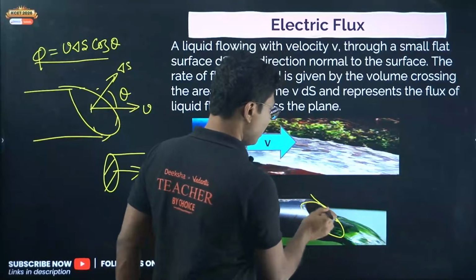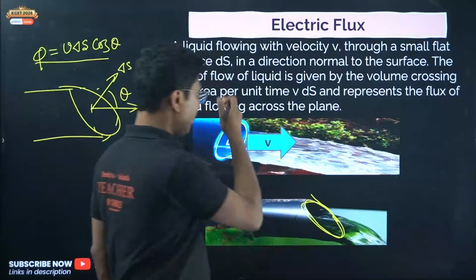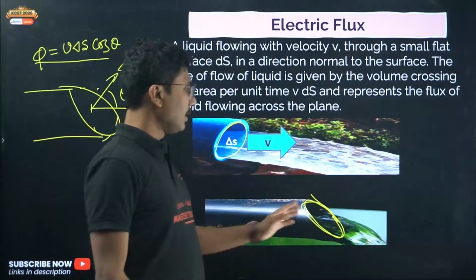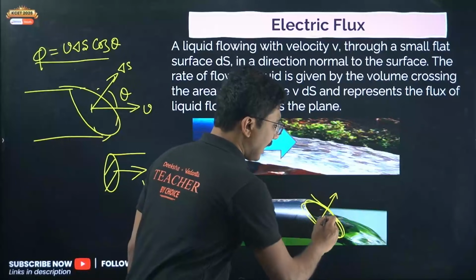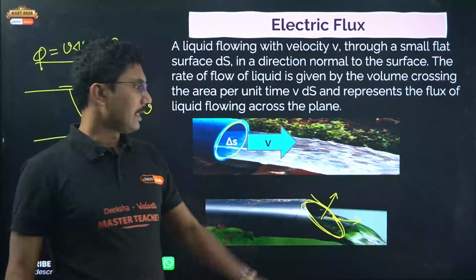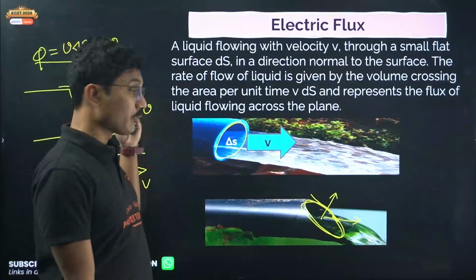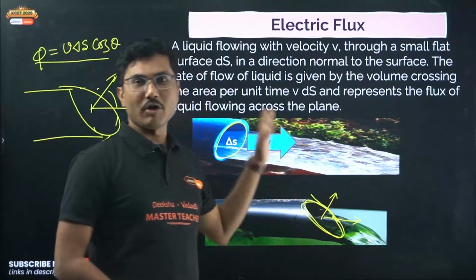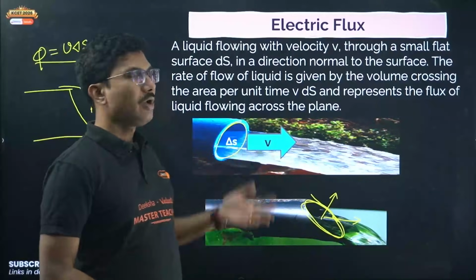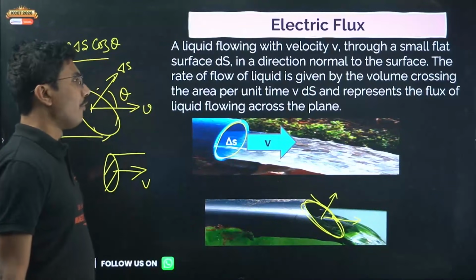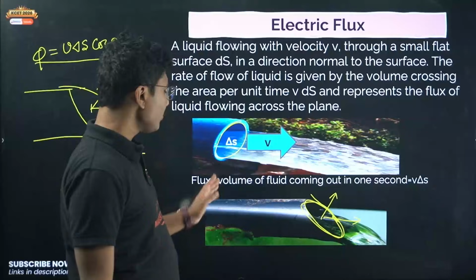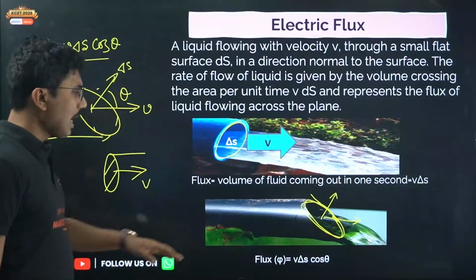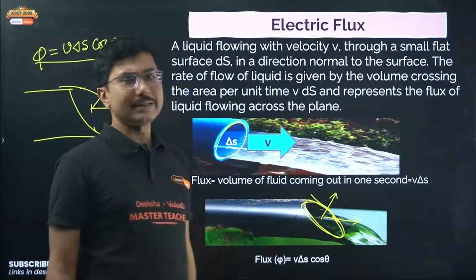If the surface is not exactly perpendicular to the direction of flow, then you need to take this direction and this direction and take the dot product of the two. Basically, dot product means cos theta. This is how you calculate the flux in the case of liquids. So flux is the volume of fluid coming out in 1 second, v into ds, and in this particular case it is v delta s into cos theta.